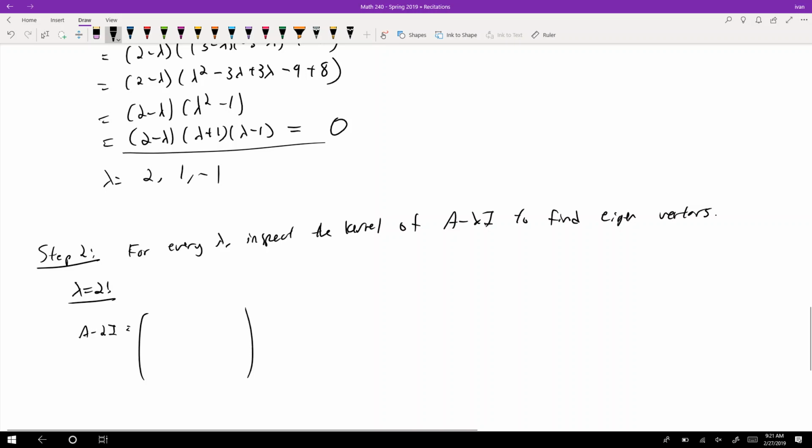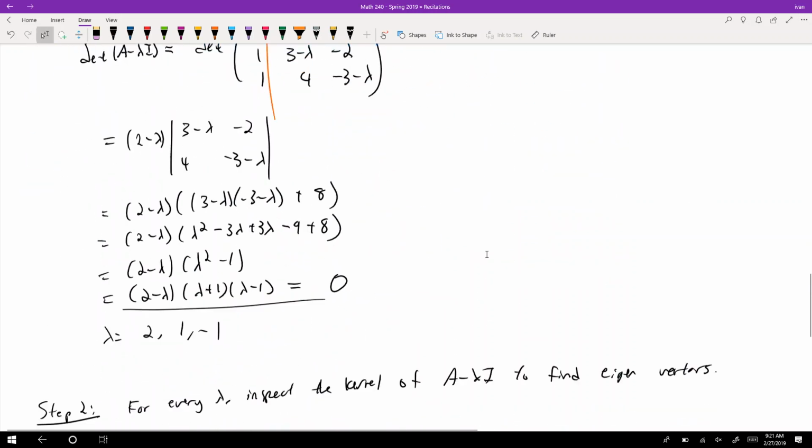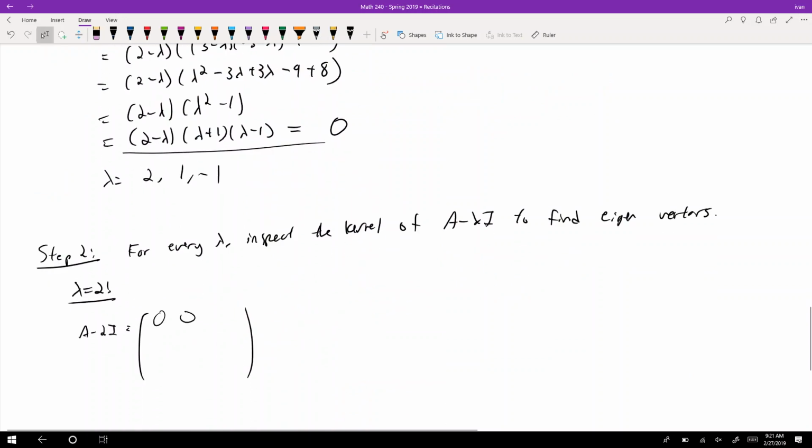Well, you go back to your original matrix, right? And you just take 2 off the diagonal. So you'll have 0, 0, 0. Right, 1, and then this was 3, so 3 minus 2, that's 1. Negative 2, 1, 4, and then this was negative 3, so now you get negative 3 minus 2, it's negative 5.